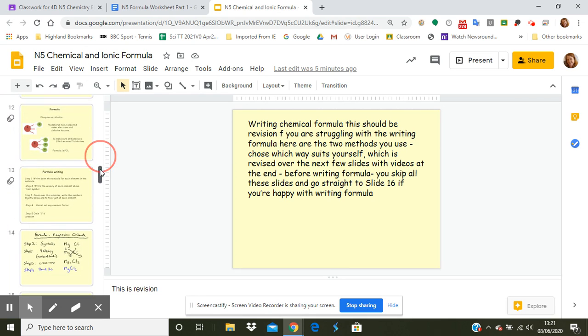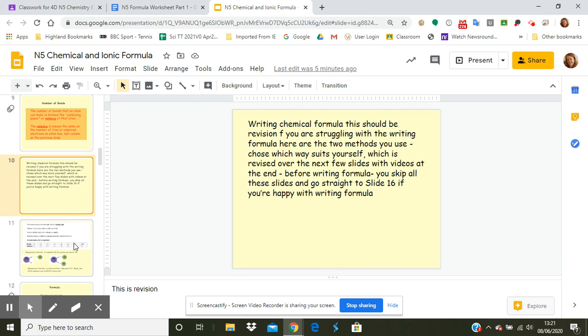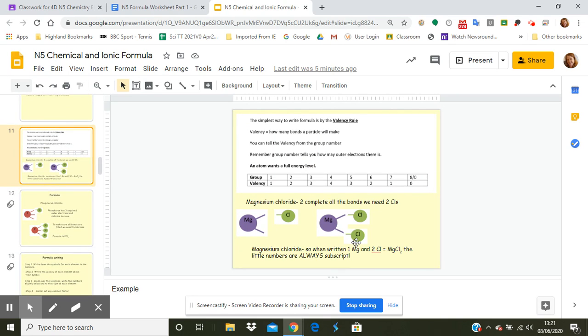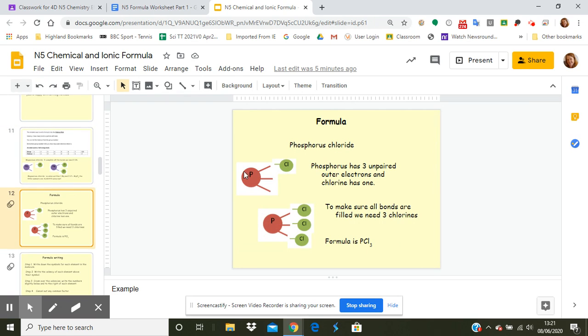There are 2 ways of writing formulas. I've given you both. I've given you a wee video on both. If you like doing the ARM way, that's fine. Do it the ARM way. If you like doing it the other way, you can do the crossover. So quick recap of the ARM way.